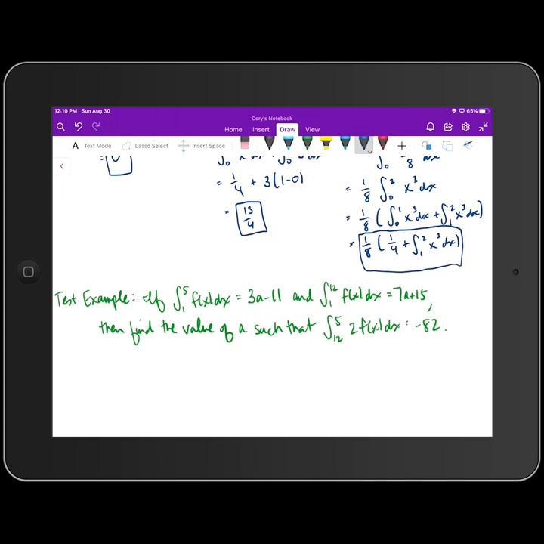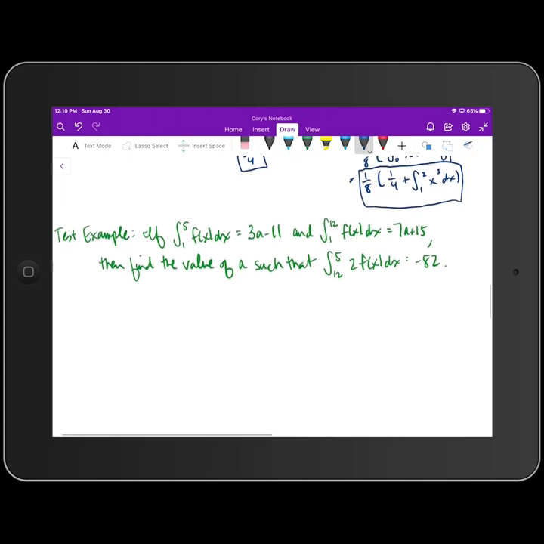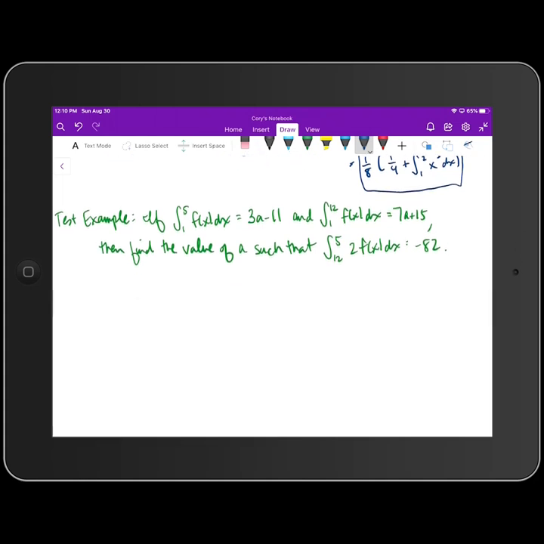Okay, I want you guys to give that one a try on your own. So pause the video, and then once you've completed, go ahead and restart it, and we'll take a look at the solution together. Okay, so let's go ahead and work through this example.